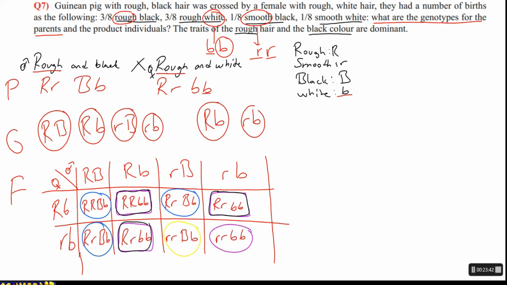So at the end of crossing between male and female to find the F generation, we reach the result of 1/8 smooth and white, 1/8 smooth and black, 3/8 rough and white, and 3/8 rough and black.